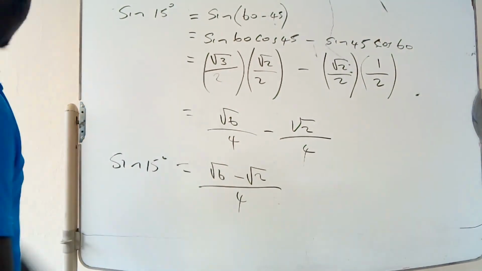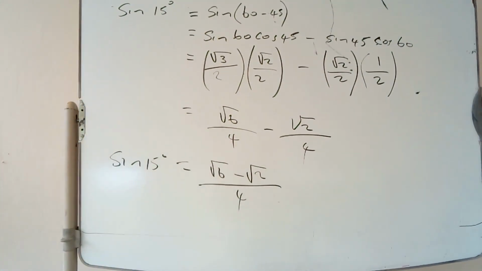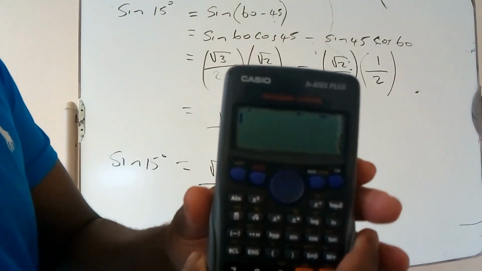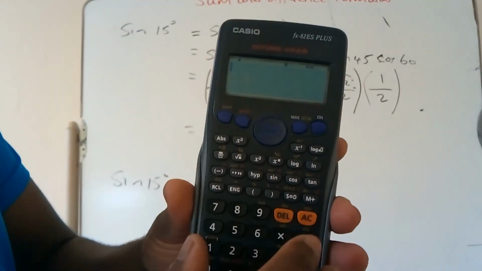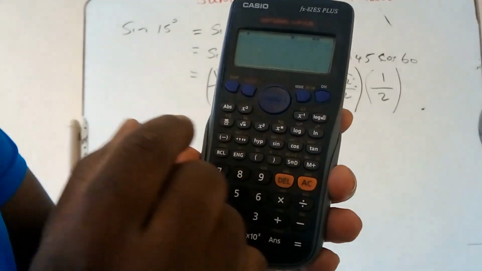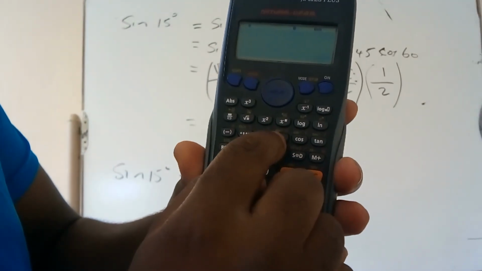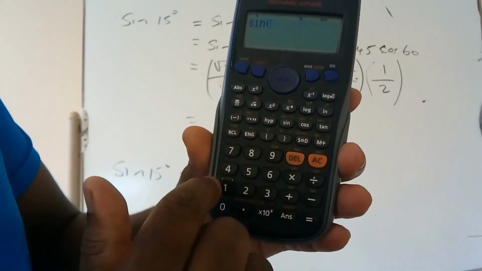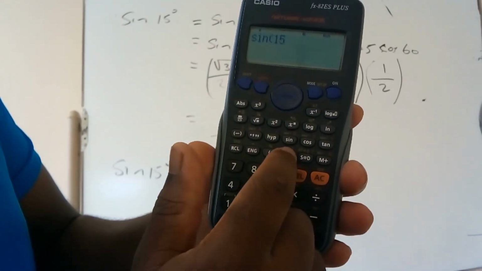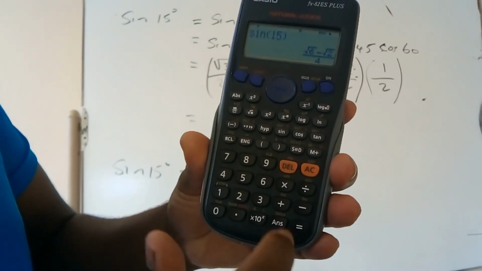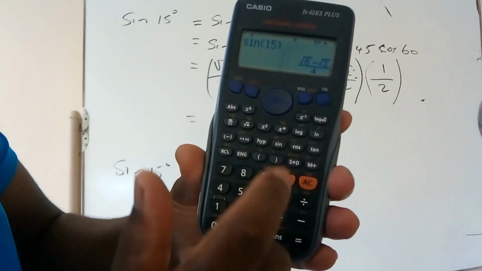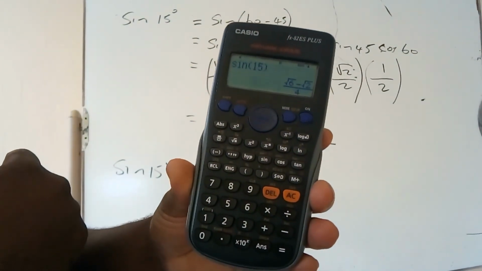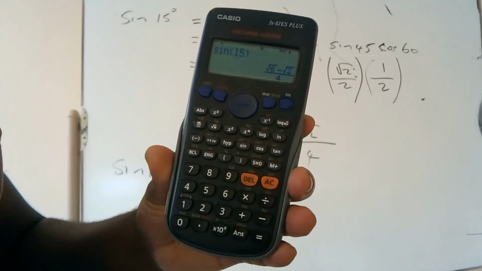Now, let's just use our calculator to test to see if this is actually true. So we want to find sine 15. So it is sine, S-I-N, and then you put 15 on your calculator, close the bracket, and press equal. And it says our answer is root 6 minus root 2 over 4. So absolutely we are correct. And that's how you would do it without the use of a calculator.